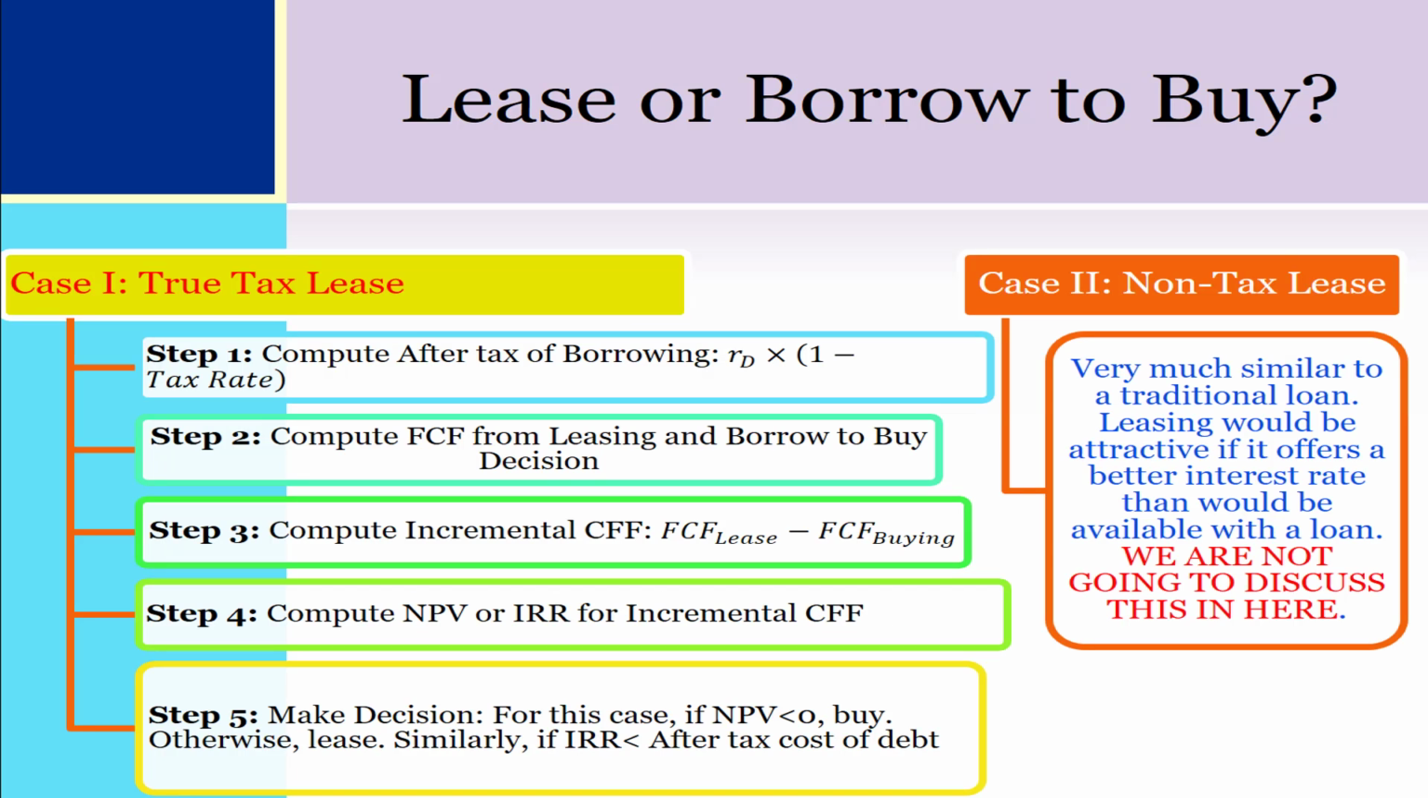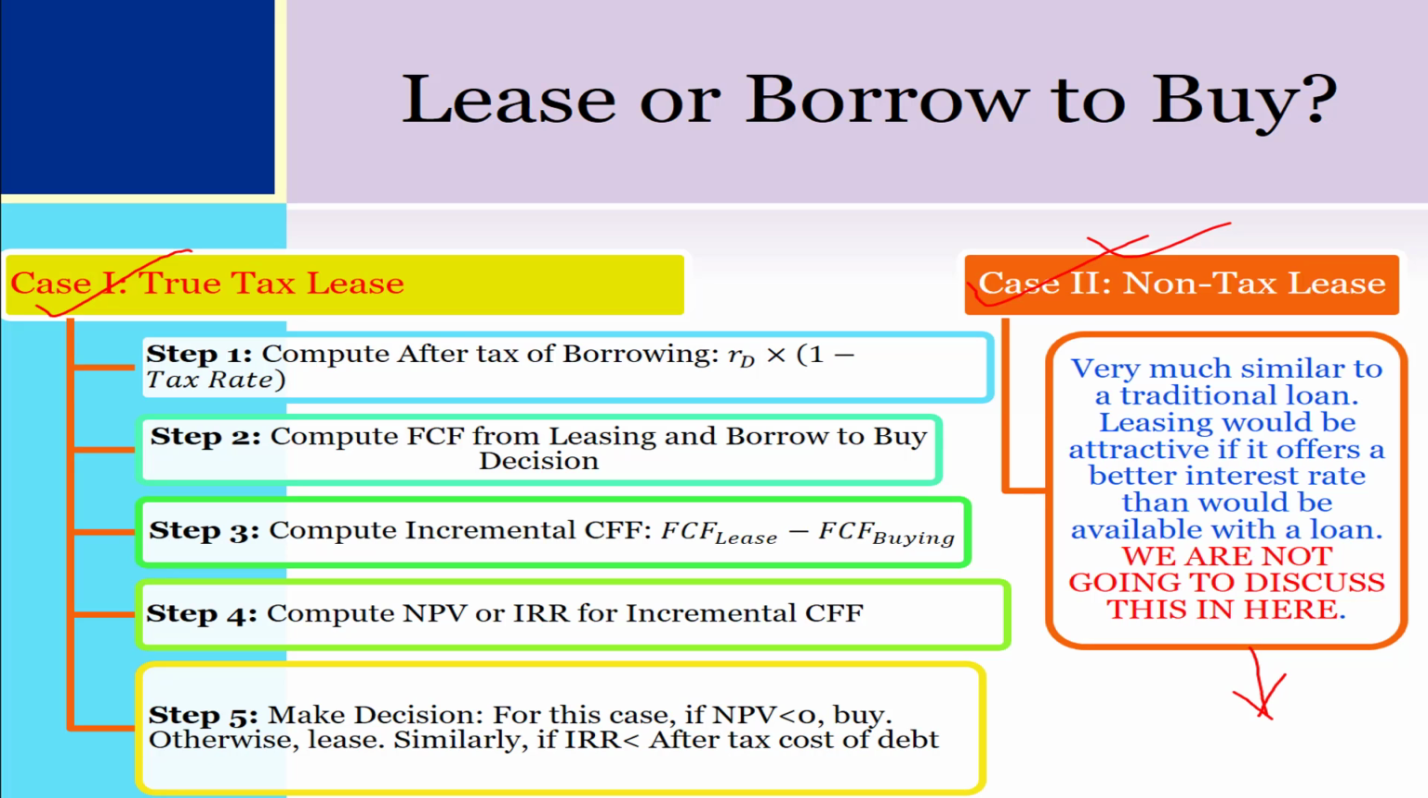Now I want to talk about how you really decide whether to lease or borrow to buy. To make our discussion simpler, I have made these two cases. Case 1 is the true tax lease, and case 2 is the non-tax lease. We just covered what a true tax lease and a non-tax lease are. Case 2, which is simpler, is very similar to a traditional loan. Therefore, leasing would be attractive if it offers a better interest rate than would be available with a loan. But this is a simple case, so I am not going to talk about it in this video.